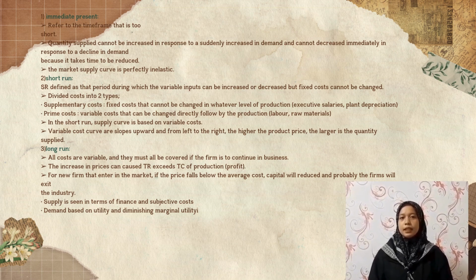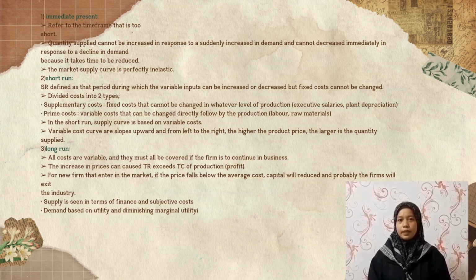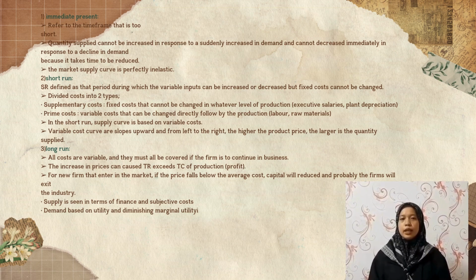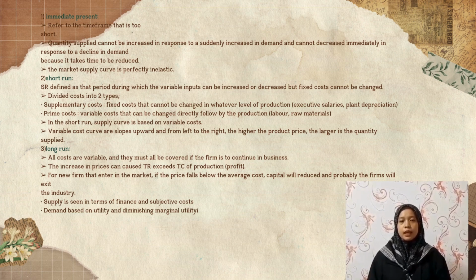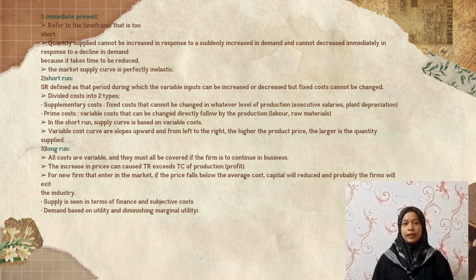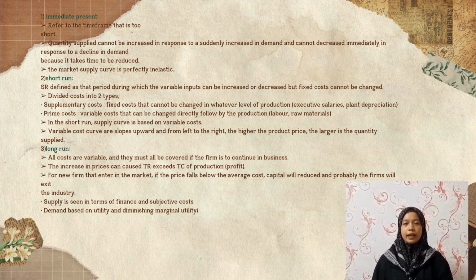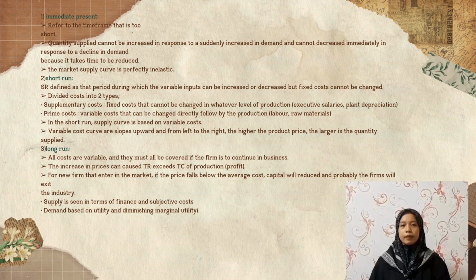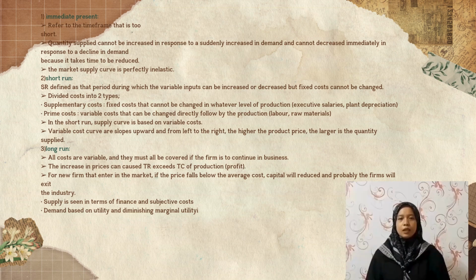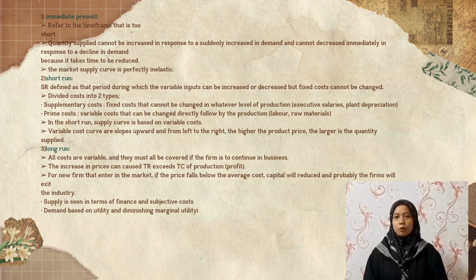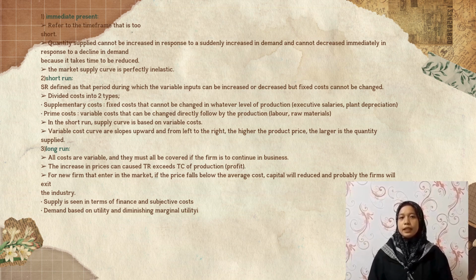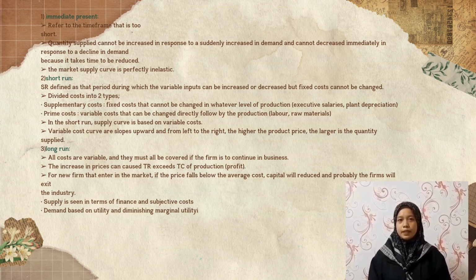In the short run, the supply curve is based on variable cost. Variable costs slope upward from left to right. The higher the product price, the larger the quantity supplied. And lastly, in the long run, all costs are variable and they must all be covered if the firm is to continue in business. The increase in price causes total revenue to exceed total cost of production.